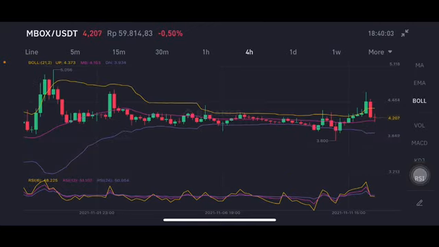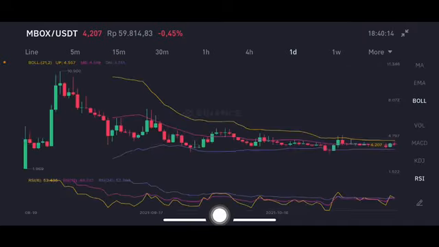For the Bollinger Band, here it is trying to hit the middle band at 4.15, but if it breaks again, then it will go to 3.9 for the lower band here. RSI and stochastic are still in a neutral position, not overbought, not oversold.